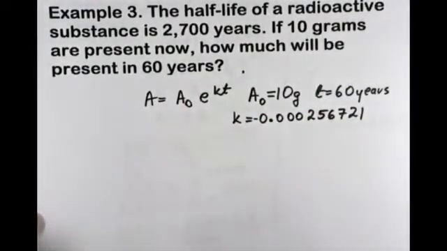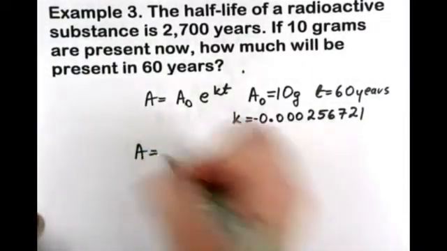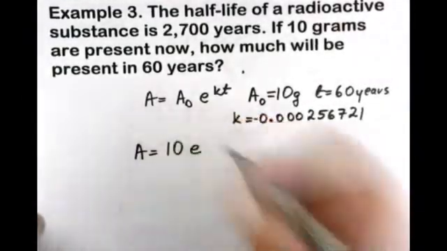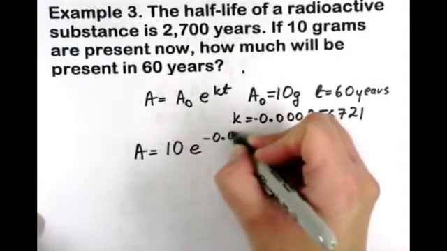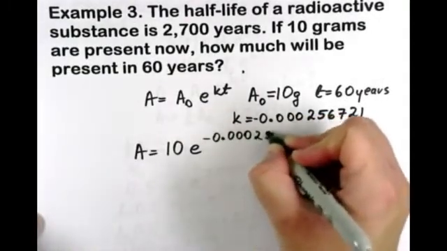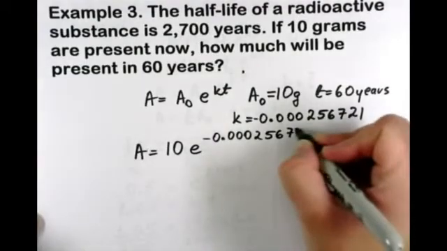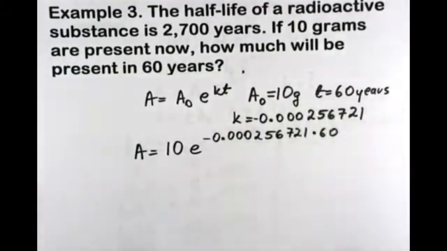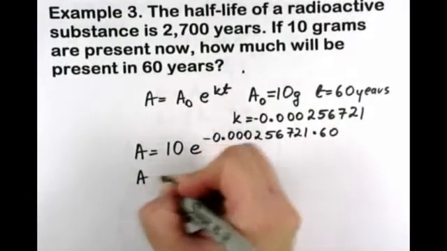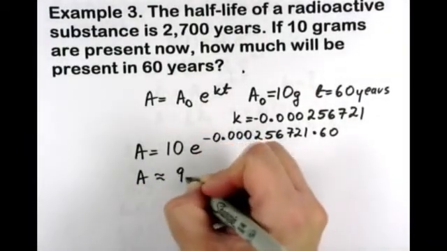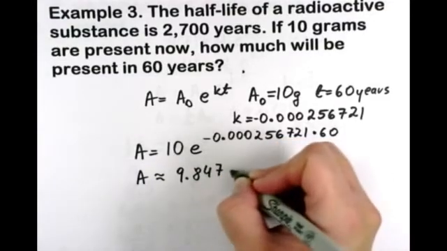So now, how much will there be? We have that A is equal to 10 e to the power negative 0.000256721 times 60 years. We can use the answer key, 10 times e to the power, times 60, and I'm getting 9.8, approximately 9.847 grams.